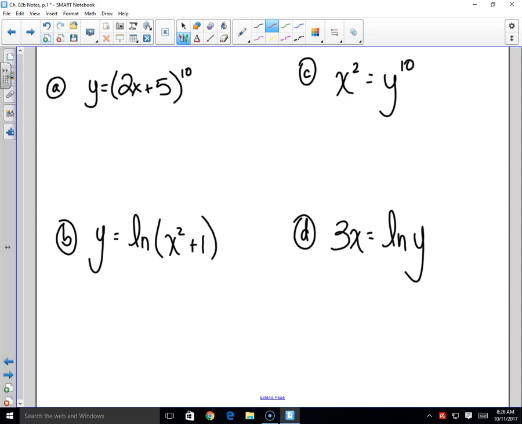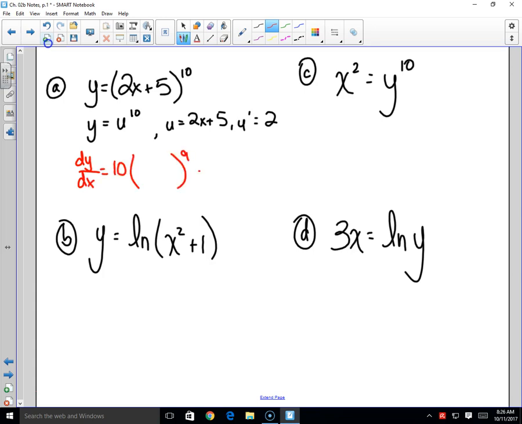Alright, let's do it. Let's use chain rule and power rule. We can think about 2x plus 5 as a u. So we can think about this, rewriting it in a sense, as y equals u to the 10th, if it helps you to rewrite. u equals 2x plus 5, and what is u prime? 2. So then what would be the derivative of u to the 10th? 10u to the 9th.